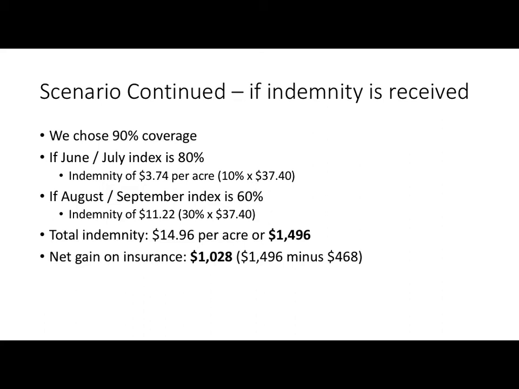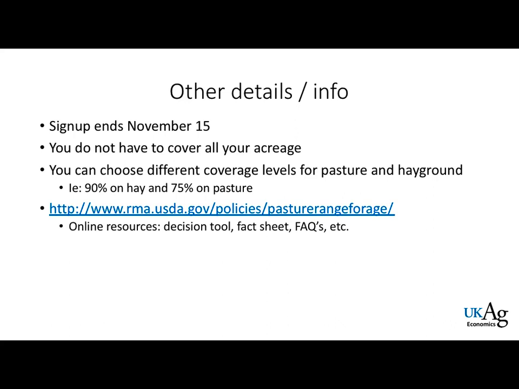All right, but if that were to happen, I would have gotten indemnity in the amount of $1,496. I had a liability on my premium of $468. I would have netted over $1,000 on the 100 acres. Okay, if I got above normal rainfall on both couplets, what would have been my net insurance cost? Well, I would have been out $468, right? Okay, it's insurance. It's only going to pay me if I get an indemnity, obviously. Okay, that's the way that it works.